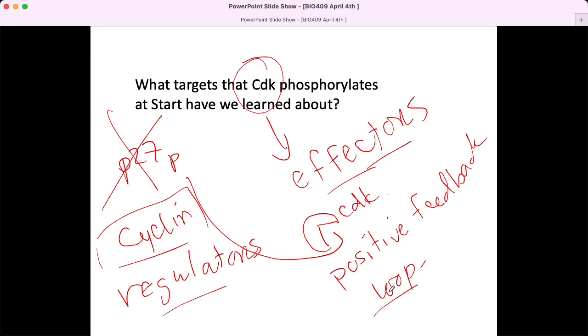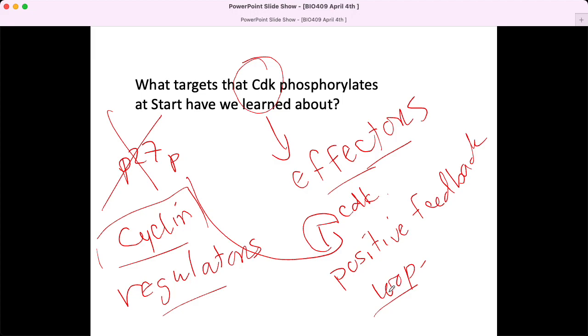And it's satisfying. Positive feedback loops are satisfying because you're like, let's gear it up, let's ramp it up. So that's a good one, because we learned about small inhibitory proteins. They are just blocking. Okay? So that's a good one. So that's one.